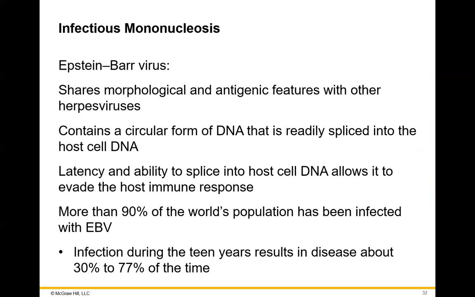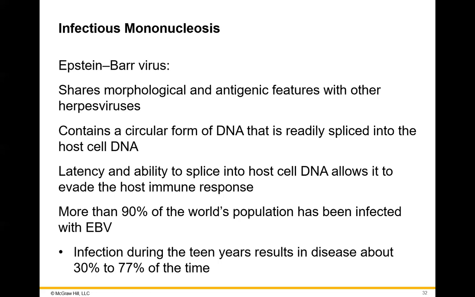Next, we have infectious mononucleosis. This is caused by a virus called Epstein-Barr virus. It is a herpes virus, so it's going to hide out in your DNA. So this virus will splice itself into your DNA and hang out there for the rest of your life once you have it. At this point, more than 90% of the world's population has been infected with Epstein-Barr virus. Probably everybody in this room at some point has had it, even if you haven't had symptoms of mono.